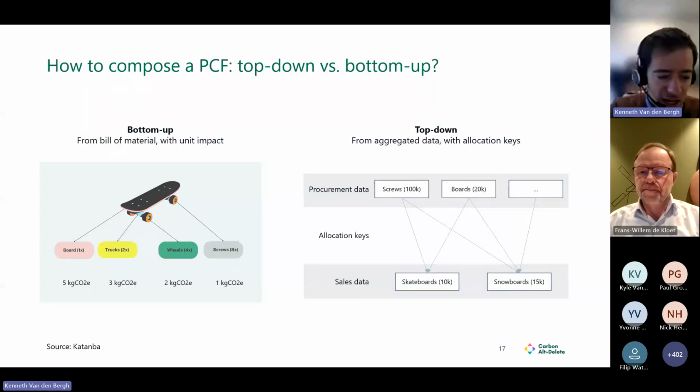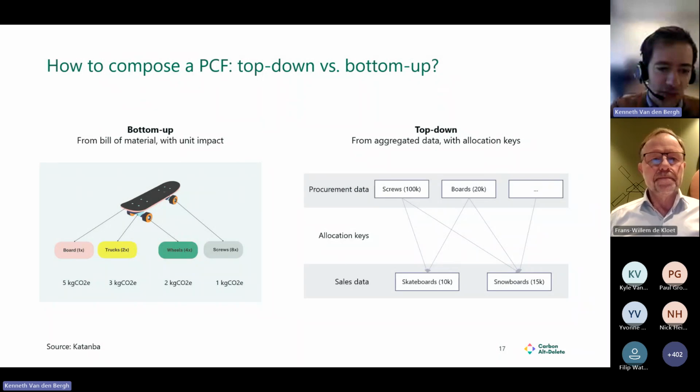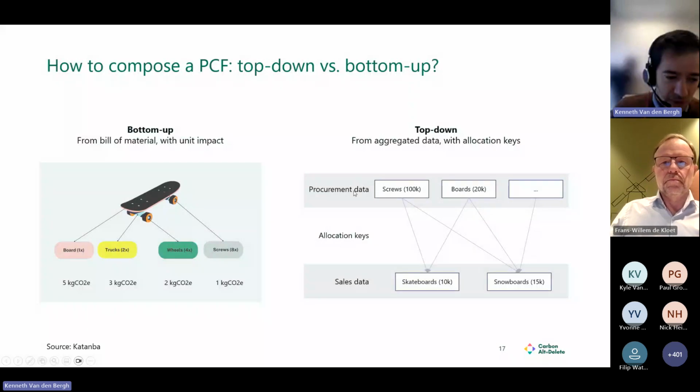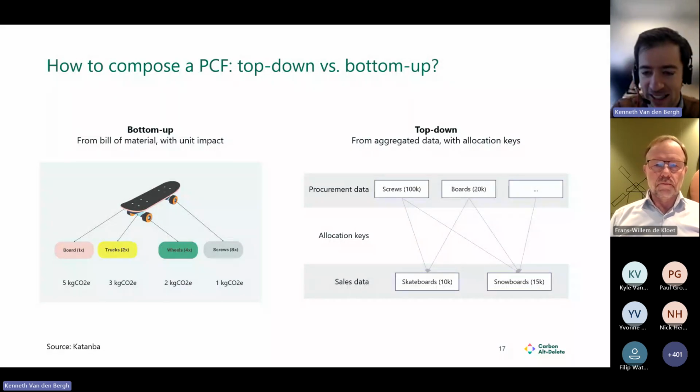So I'm not a skater, but I just took this example of a skateboard, where on the left you see the bottom up approach. You start from the bill of materials of a product, the skateboard in this example, and you build it up. You say, okay, the one board, that's 5 kilograms of CO2 equivalent. I combine it with 2 trucks, 4 wheels, 8 screws. So I do the math, and in this example, the carbon footprint of this skateboard is 11 kilograms. They're all dumb numbers, so don't quote me on that.